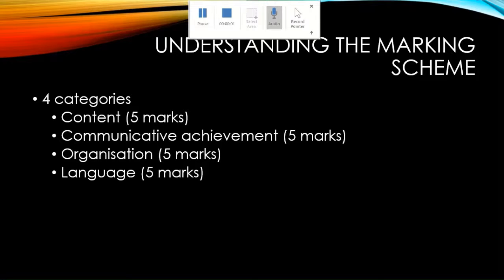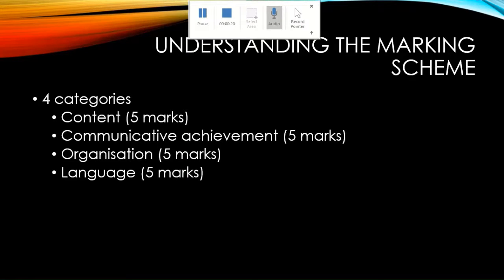Before we move on to the best practice for guided writing, it is wise to understand how the marks are awarded for guided writing and build our practice based on the marking scheme to ensure that you can be efficient with your time and yet get the best mark for your writing.